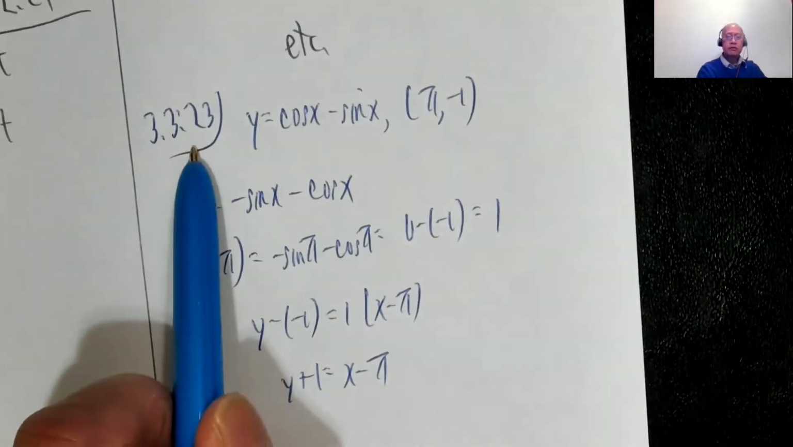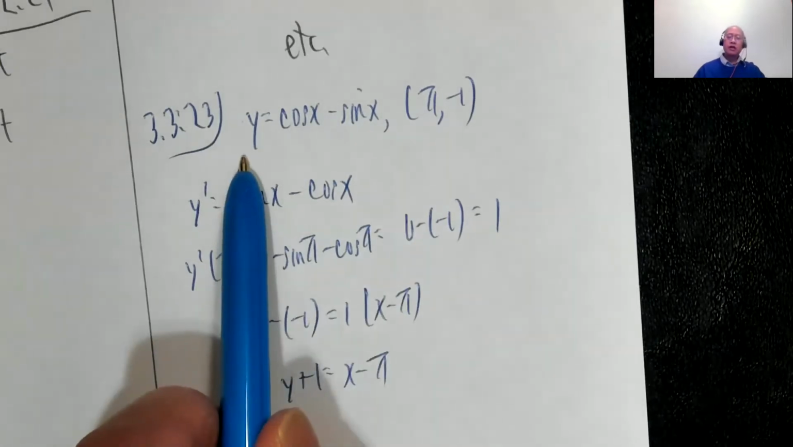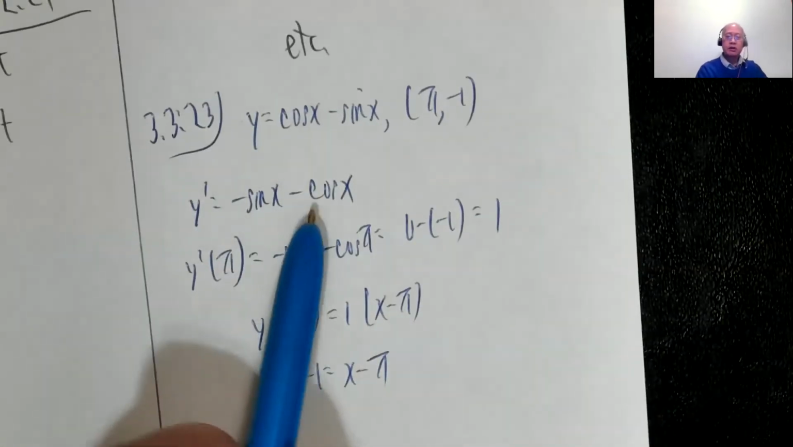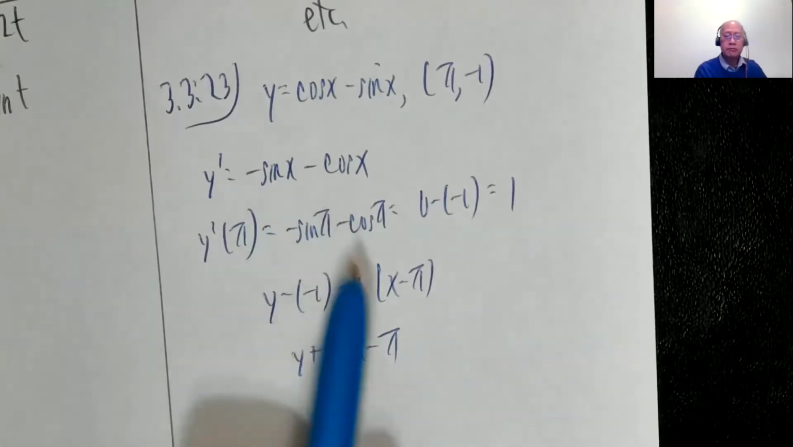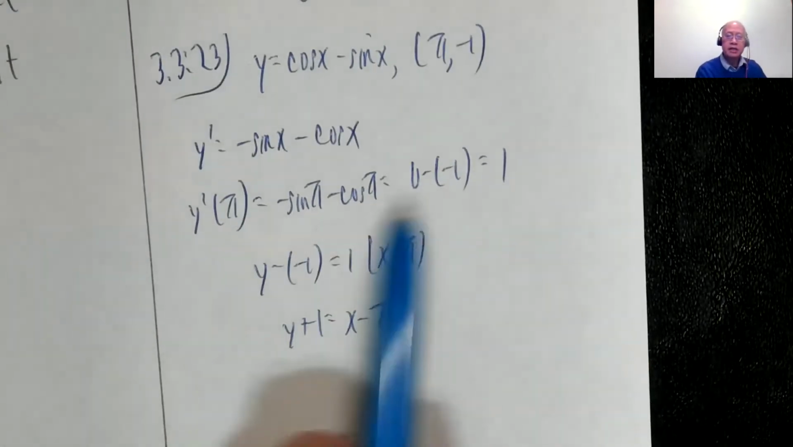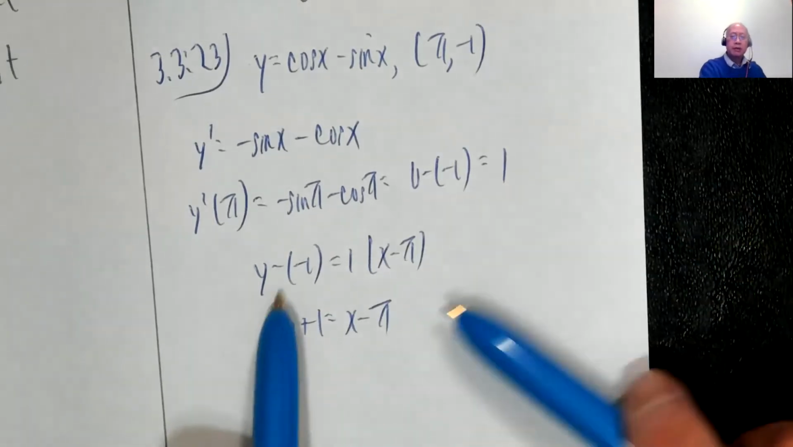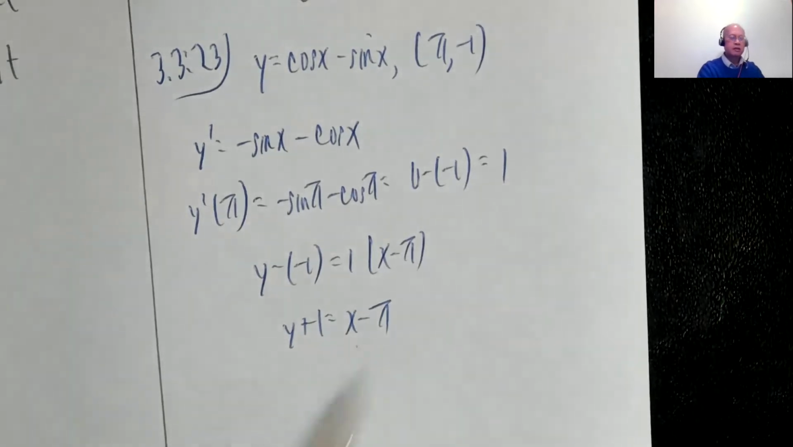Okay, 3.323, find the equation of the tangent line at pi, negative 1. So I find a derivative. Derivative of cosine is negative sine. Derivative of negative sine is negative cosine. Then they asked me to plug in pi. Negative sine pi minus cosine pi, which is 0 minus a minus 1, 1. So point slope: y minus a minus 1 equals m times x minus pi, or y plus 1 equals x minus pi.